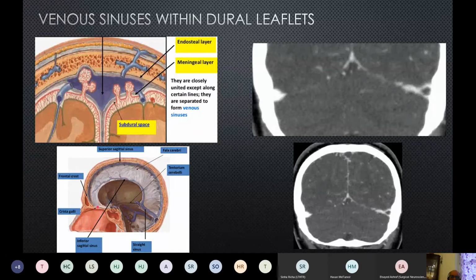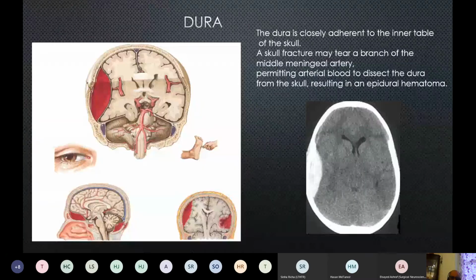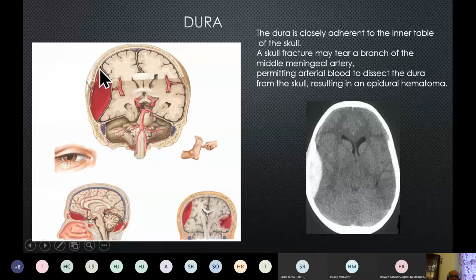The dura, I know Dr. Siripurupu has talked about brain hemorrhages, and I'm not going to spend much time on the patterns of brain hemorrhages, but it's important to realize that the dura itself is very much adherent to the inner table, and in that space we have the middle meningeal artery. Of course we have a venous plexus in the epidural space as well, but the venous plexus itself is not as susceptible to trauma as is the artery.